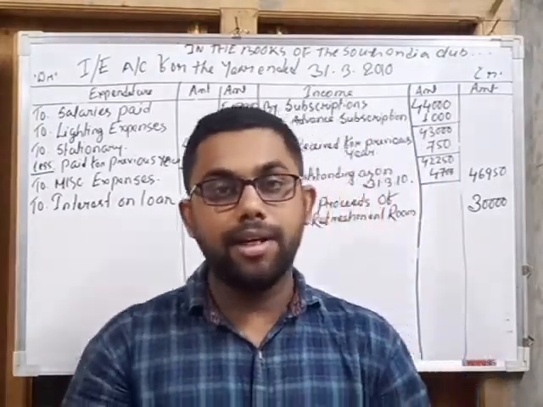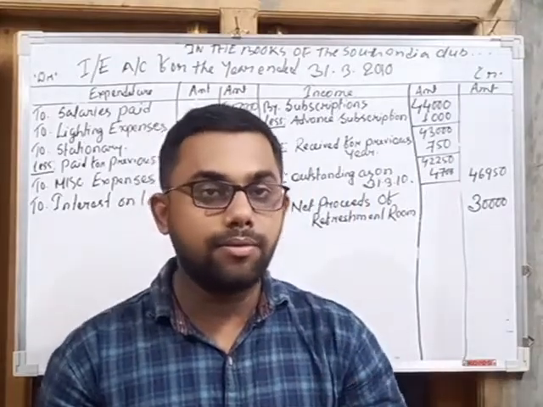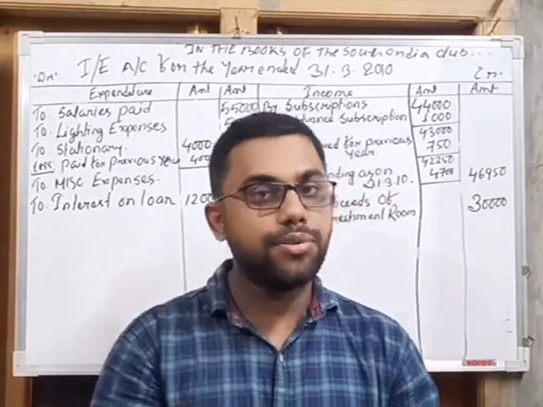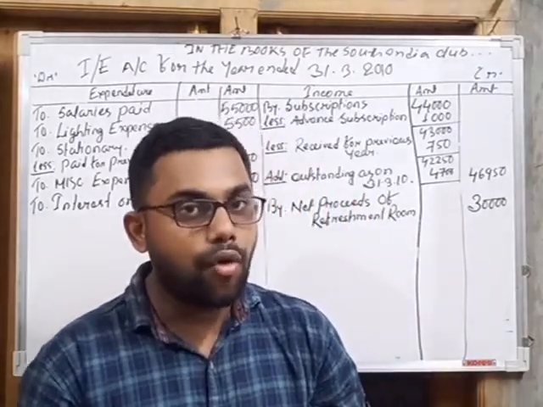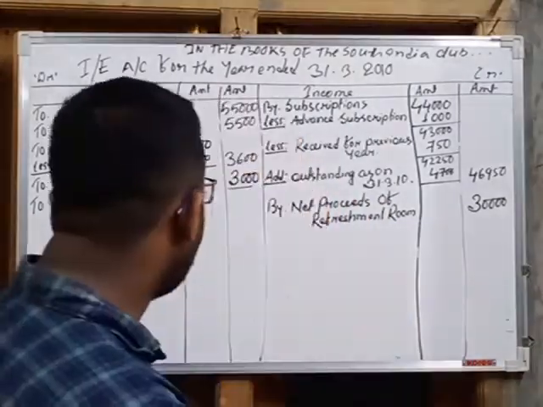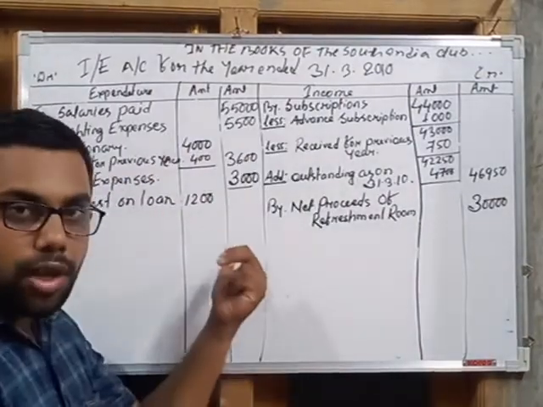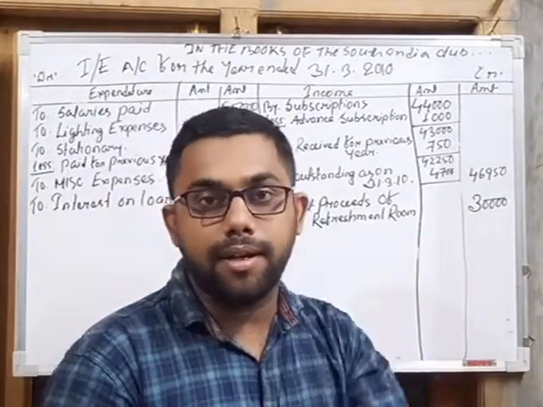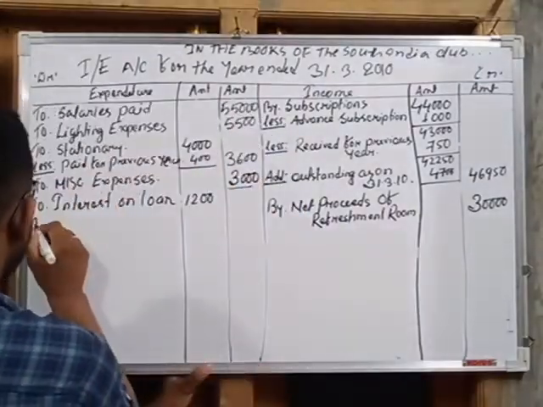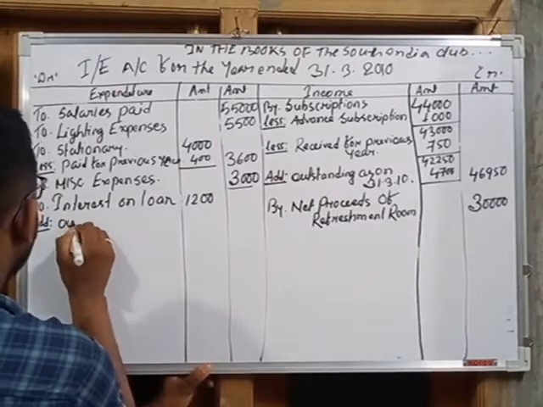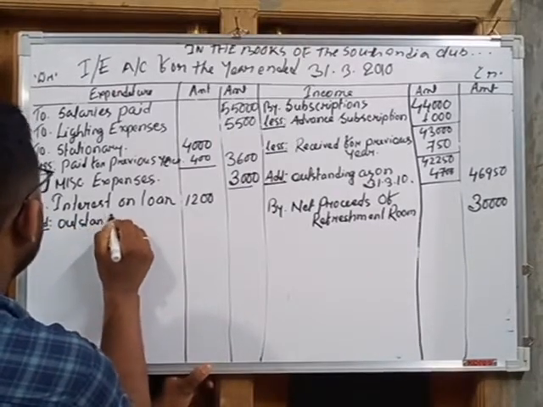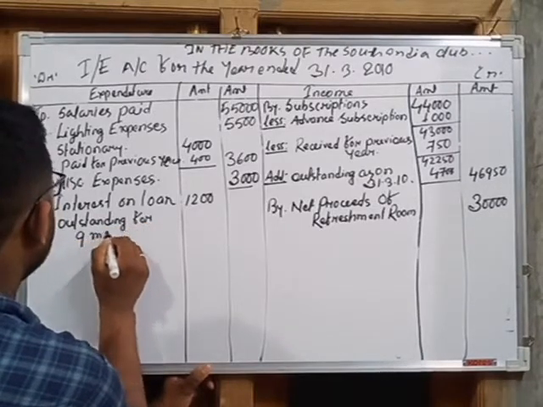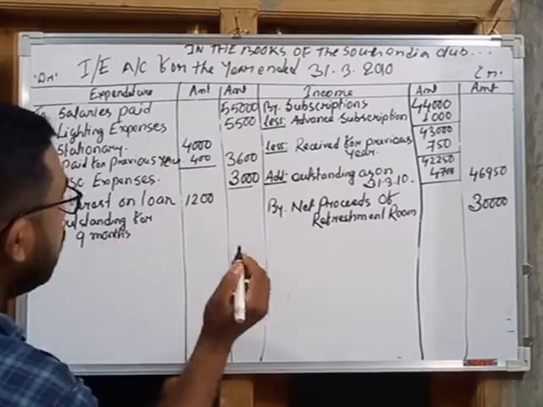But now tell me, this expenditure is for which year? The expenditure is for the current accounting year, so we have to record it in the current accounting year. So what is the amount they have paid as interest on loan? Rupees 1,200 only for 3 months. Now we have to add outstanding for another 9 months.